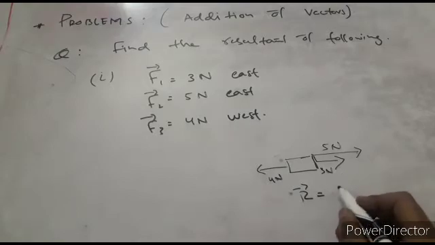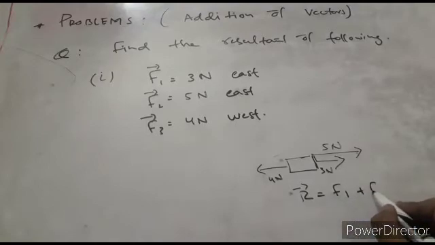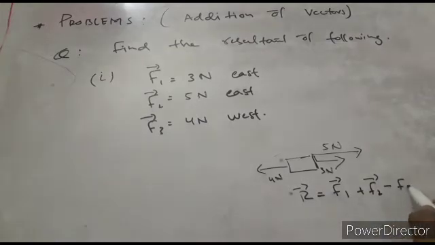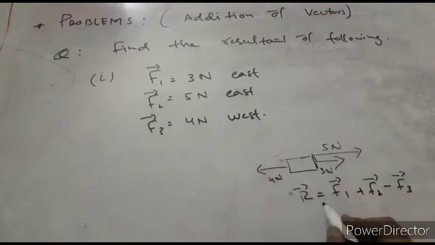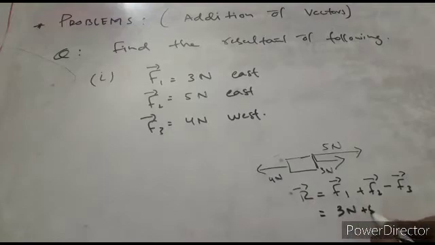The vectors in the same direction are added, like f1 and f2 are added, and we subtract f3 from them because f3 is going in the opposite direction, which is of 4 Newton. We just put the values over here. So after adding and subtracting, the resultant is 4 Newton, and the direction should be in the direction of the big vector, and that is in the east.